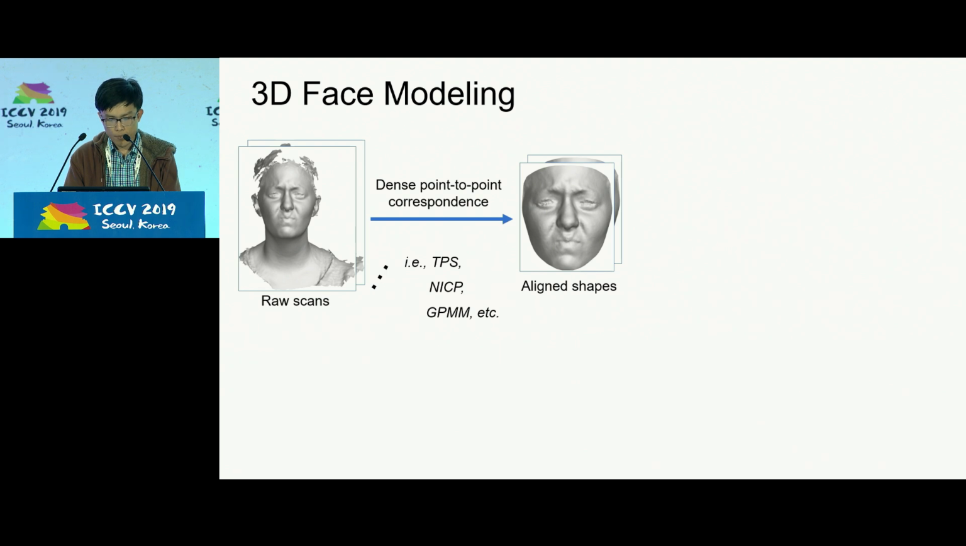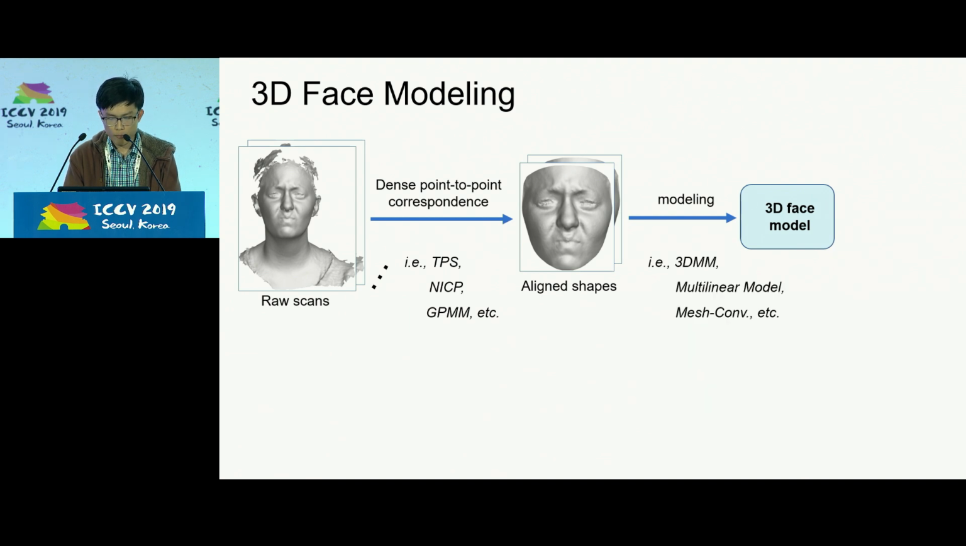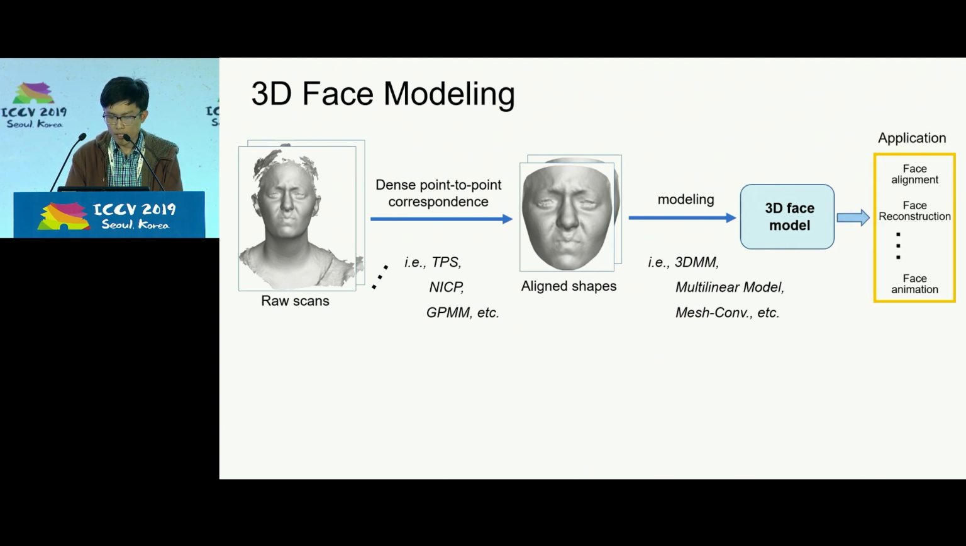There are many classic methods, including TPS and NICP or Gaussian process fitting. After we have the aligned shapes, we can learn the 3D face model from registered shapes, like the traditional 3DMM, multilinear model, or recent methods like mesh convolution. The learned face model can be applied to many computer vision tasks like 3D face reconstruction, face alignment, or face animation.